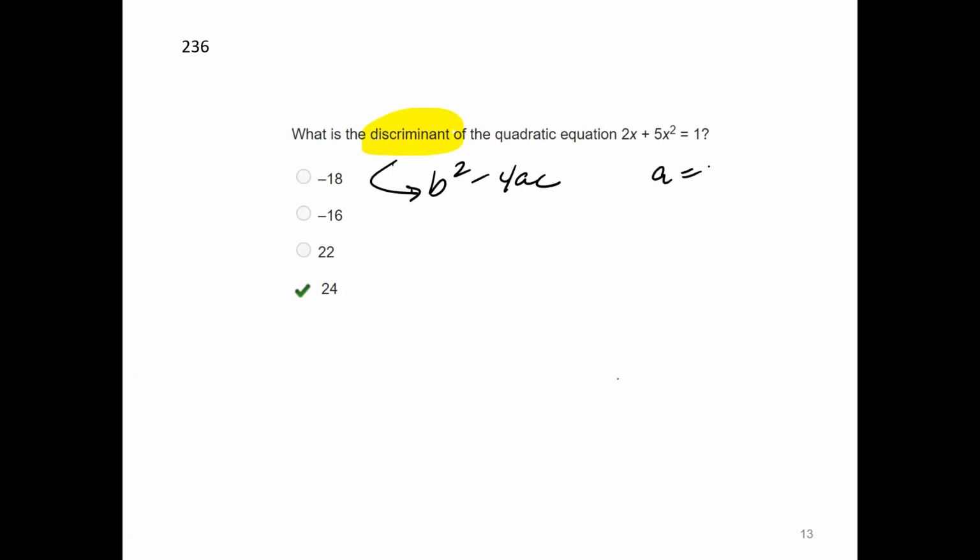Then from there, I want you to tell me what is your A, what is your B, and what is your C? And you can find that by just looking at the equation. Remember, A is always with the x squared, B is always with the x, C is that lonely number by itself.